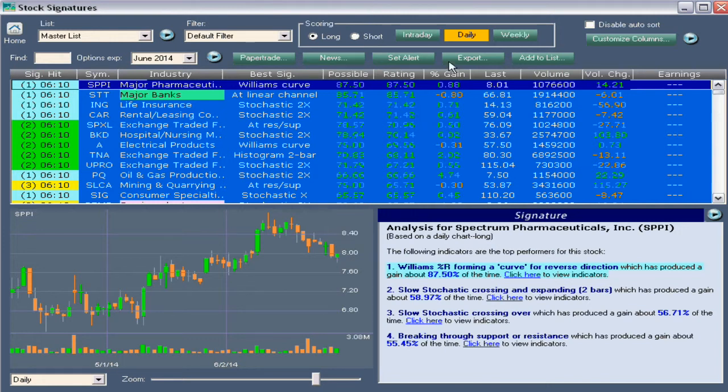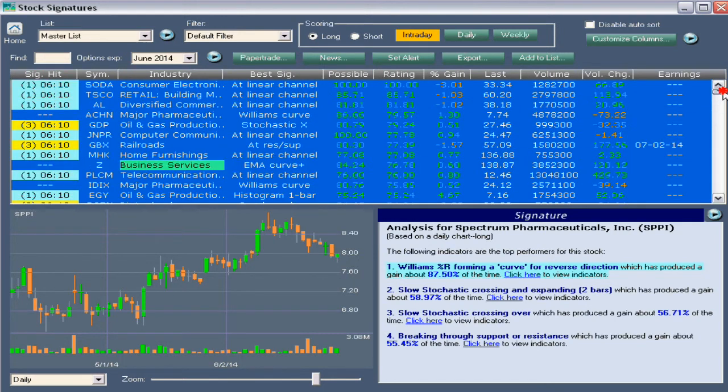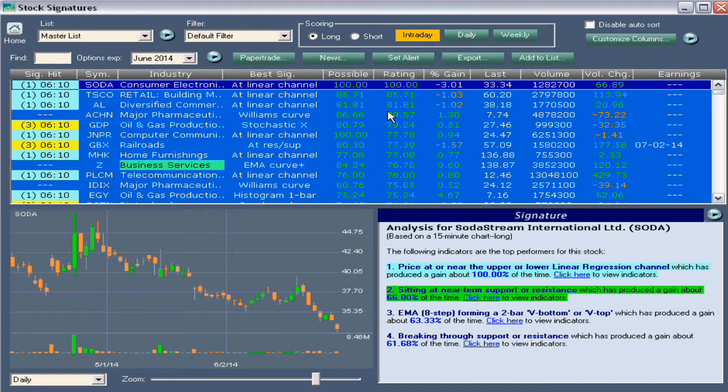By the way, I'm looking at the daily scores. In other words, the scores computed for a daily time period, meaning 1 day, 2 days, 3 days, that sort of thing. You could also click intraday, which is more of a fast in and out day trade sort of thing. Look at that. This guy has a score of 100. This would be an outstanding day trade just by the pure score.